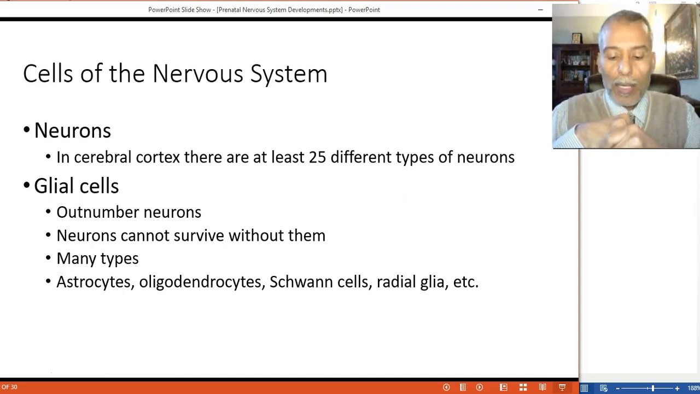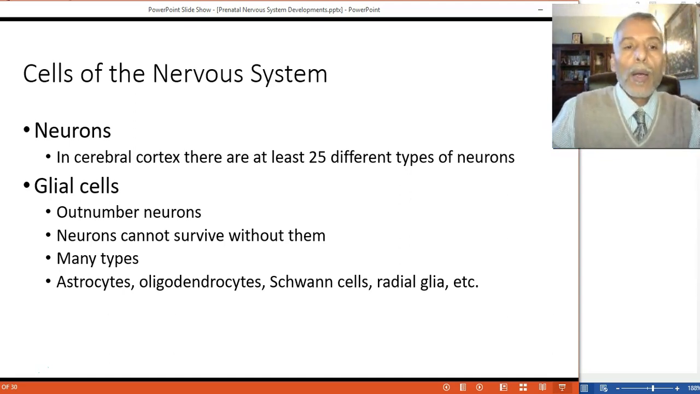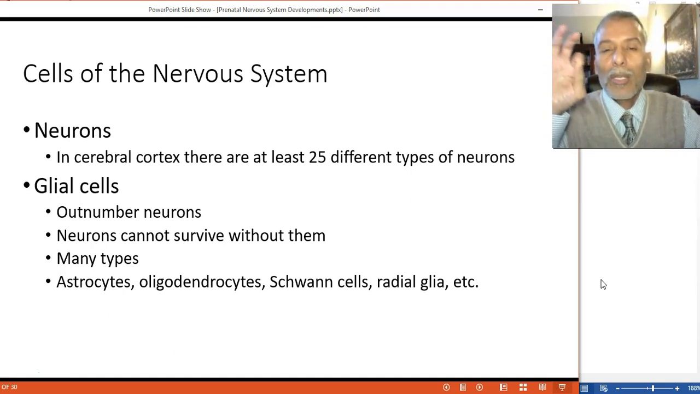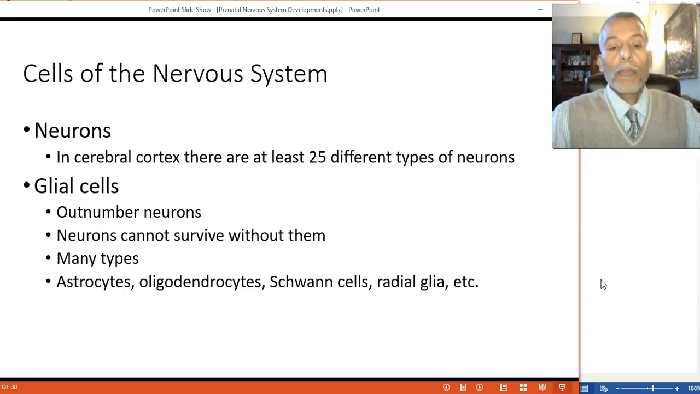But glial cells outnumber neurons. In some cases, for every neuron, you might have about 50 glial cells. So they outnumber neurons. There are, in the cerebral cortex itself, more than 25 types of neurons. And we'll just touch upon a couple of them. This is not something that we particularly are going to focus too much on, but just to give you an idea about the diversity of brain functions as based on brain structures.